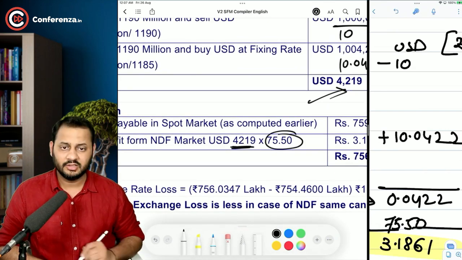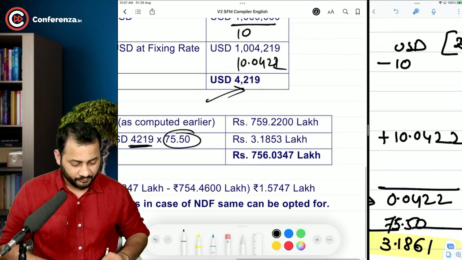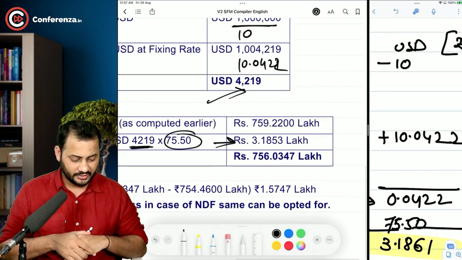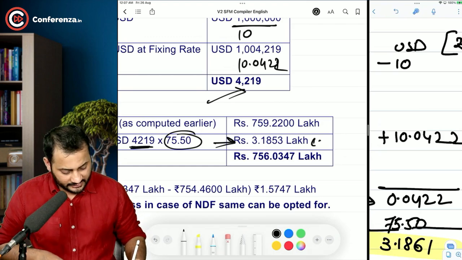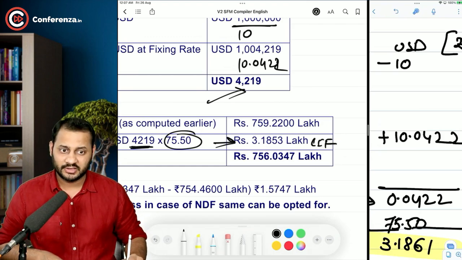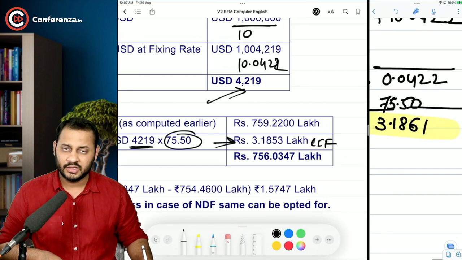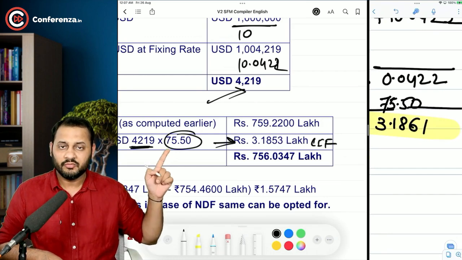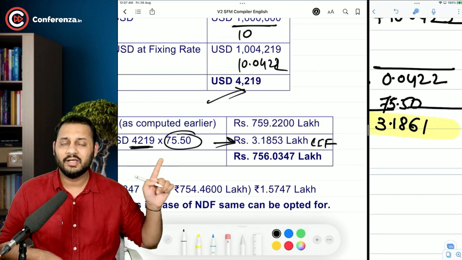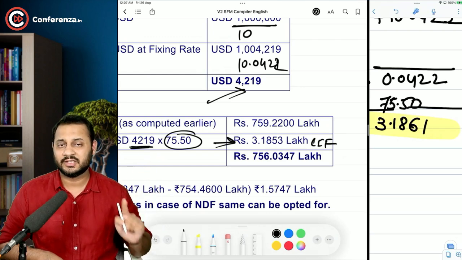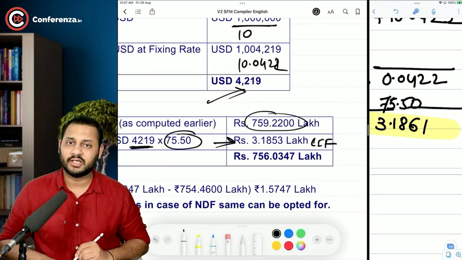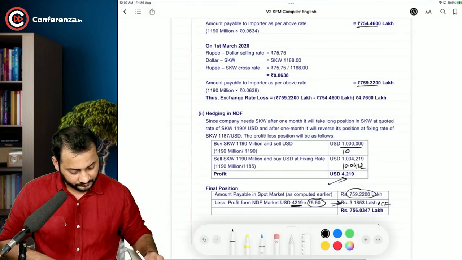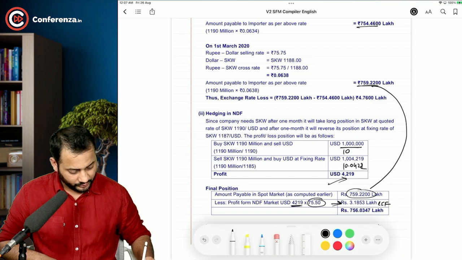We will sell it in the spot market on 1st March and we will receive a gain of 3.1853 lakhs. Understand, this is a cash inflow to us because it's a gain, 3.1861. On the same day, we are going to buy 11,900 SKW at spot, which was the earlier amount of 759.22. Just understand, this is the 759.22.